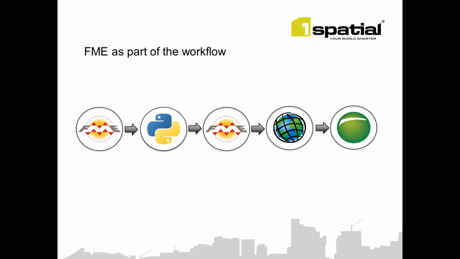So FME prepares the data for SAGA, then Python runs the SAGA tool, and then FME manages the output again so that it can be pushed to an Esri environment and then used in a GeoCortex workflow. So FME doesn't need to do everything. It can be the glue connecting different parts of your infrastructure and helping you get the most from your data.